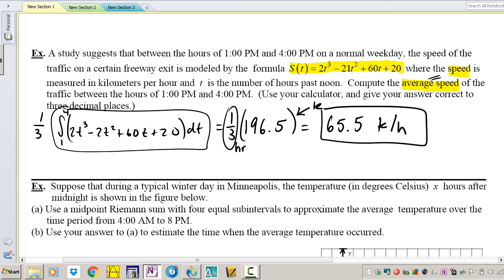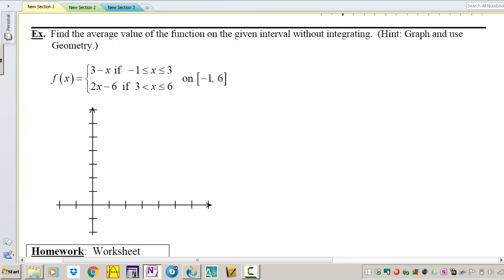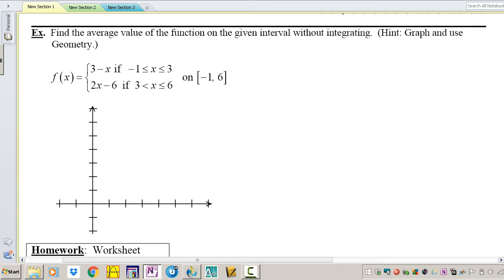So whenever you're trying to find an average value of a unit, and you're given a function that is that same unit, then the only way to find the average would be to use the average value formula for integrals. Let's go ahead and move on to the last problem.